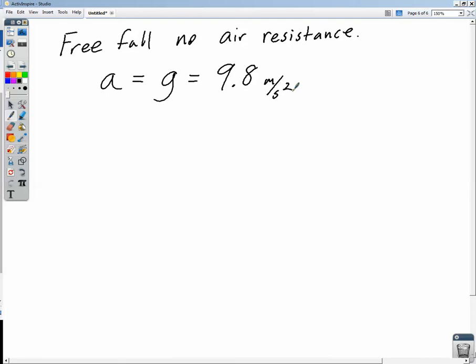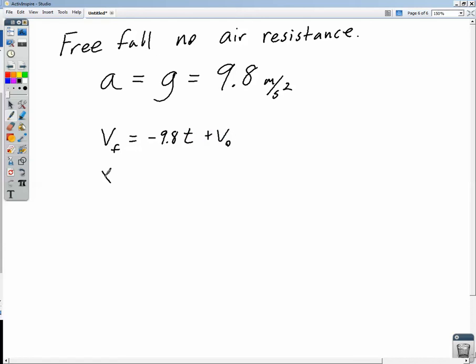These free fall problems are actually somewhat easier than the linear motion problems, the horizontal motion problems, because we always know the value of the acceleration. When I'm filling in my variable chart, it's always going to be negative 9.8 meters per second squared. So it's really, really nice. So the kinematic equations become v final is equal to negative 9.8 times time plus v naught.